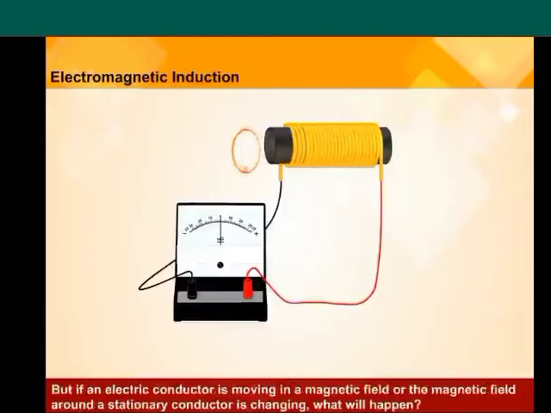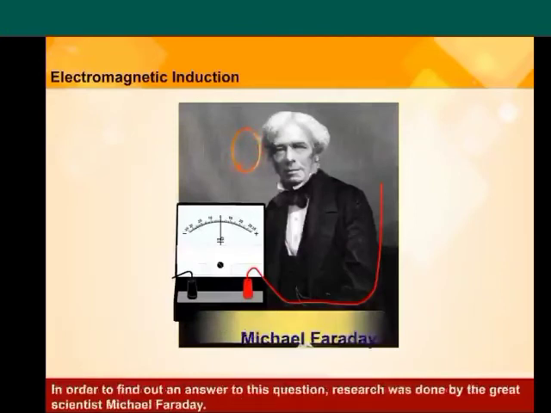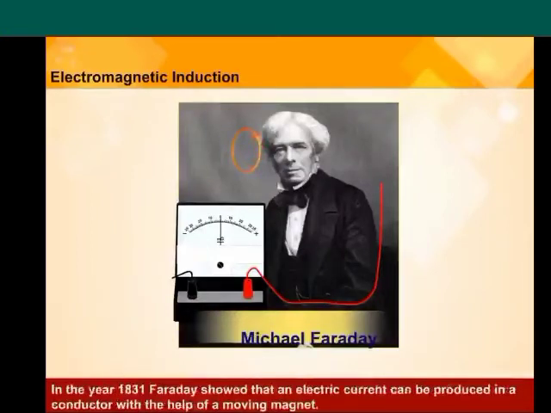But if an electric conductor is moving in a magnetic field, or the magnetic field around the stationary conductor is changing, what will happen? In order to find out an answer to this question, research was done by the great scientist Michael Faraday in the year 1831. Faraday showed that an electric current can be produced in a conductor with the help of a moving magnet.